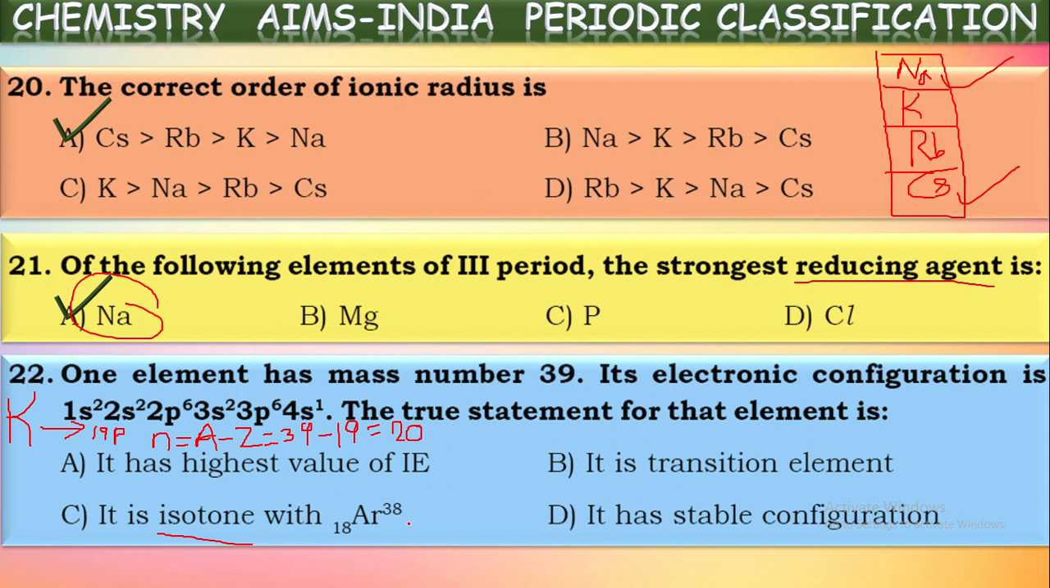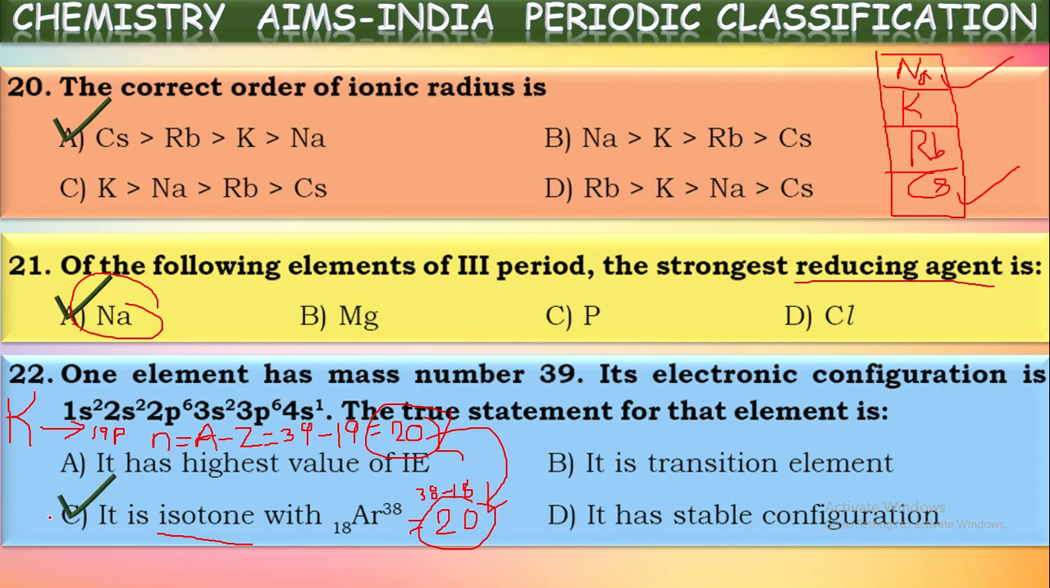If you calculate the number of neutrons in argon, what do we get? They mentioned here its mass number as 38 and the atomic number is given as 18. Then the number of neutrons we get is 20. So both the atoms have the same number of neutrons. The atoms with the same number of neutrons are called isotones. Now we can say this element mentioned here is isotonic with argon 38.